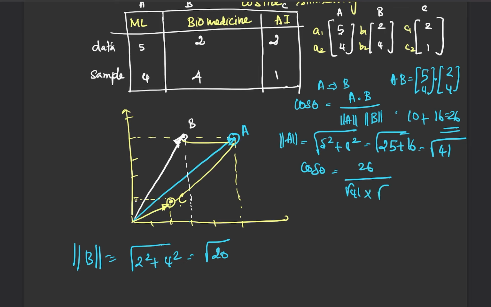Now my cos theta is 26 over the denominator, which is the product of the norms of these two numbers. When I compute the overall value, it becomes around 0.90 or something like this. I am not sure, it may vary. So let us assume that this is 0.87 or so.